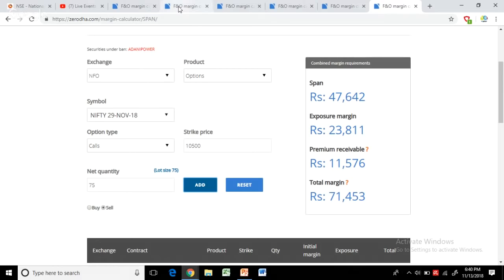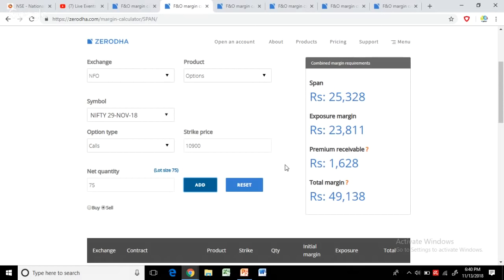So let us say if I'm selling a 10,900 call, I'm blocking a margin of 49,000 to 50,000 rupees. If I want to make 4%, 4% of 50,000 will be 2,000 rupees. Can you see there is a premium receivable? In this case, the premium receivable is 1,628 rupees, which is more than 4%, right? Even if I sell this 10,900 call and I receive a premium of more than 4% on my investment, and market expires below 10,900 by 29th of November.